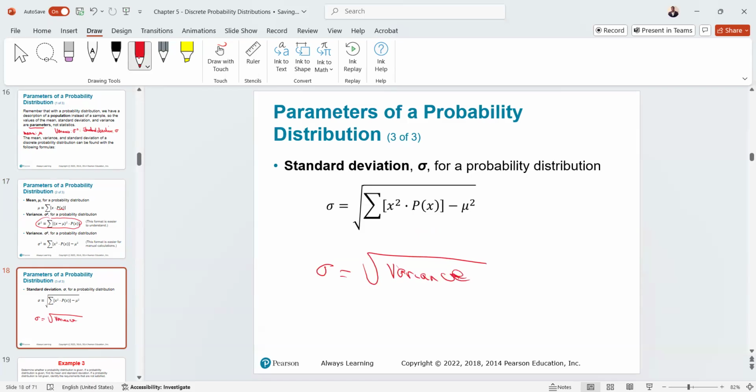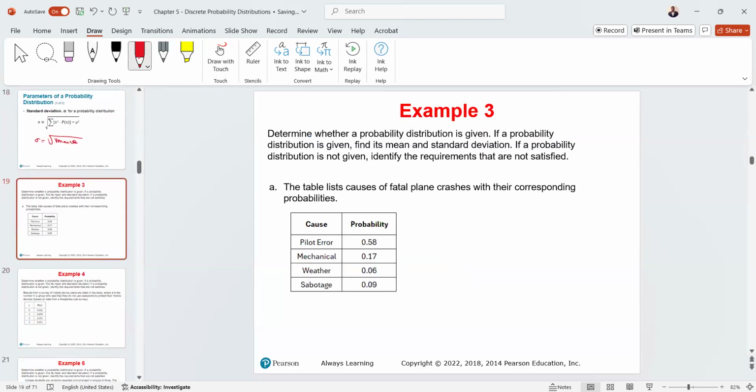That would be the standard deviation. Let's see a few other examples very quick. Read these problems, because what we're going to do here is verify whether a probability distribution is given. That means verify the three conditions are met. If a probability distribution is given, find its mean and standard deviation. If a probability distribution is not given, identify the requirements that are not satisfied.